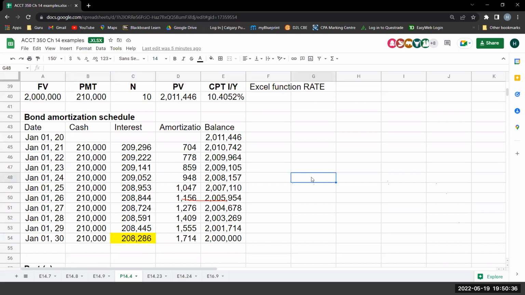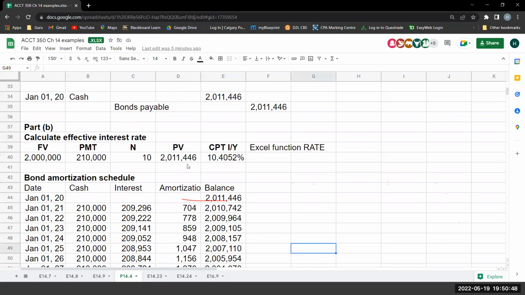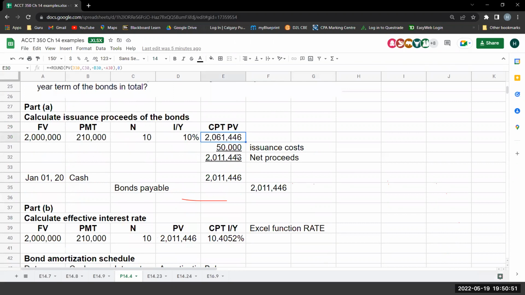So why not PV is 2 million? Well, on Jan 1st, 2030, the PV won't be $2 million. The PV at the beginning needs to reflect the fact that we as a company are going to be paying interest of $210,000. That's why I asked you, how much is this company going to pay? $210,000, you said. Well, the investor only wants 10% return. So from the investor's point of view, 10% of 2 million, the investor would have been happy if the company was only paying 200,000. But the company's paying more.